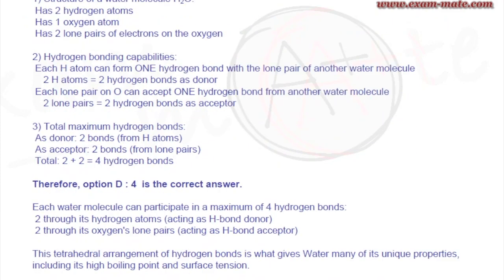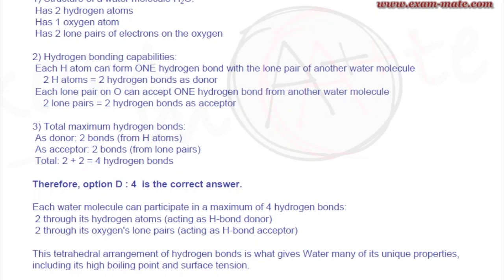3. Total maximum hydrogen bonds. As donor, 2 bonds, from H atoms. As acceptor, 2 bonds, from lone pairs. Total, 2 plus 2 is equal to 4 hydrogen bonds. Therefore, option D, 4, is the correct answer.